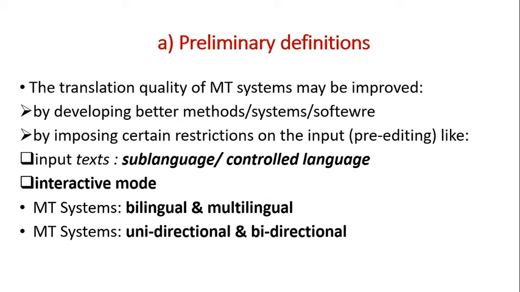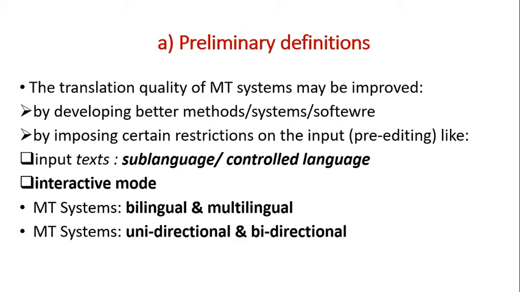The translation quality of machine translation systems can be improved by developing better methods, systems, or software, and by imposing certain restrictions on the input, that is the source text, which is known as pre-editing. We have two examples here. One is input text, which is sub-language or controlled language. By sub-language or controlled language, we mean, for example, that the sentences are short, or a legal text, or a text which is related to a specific area.